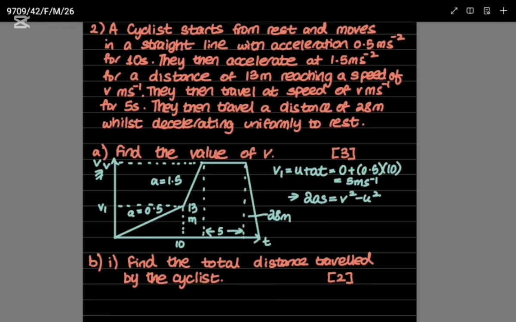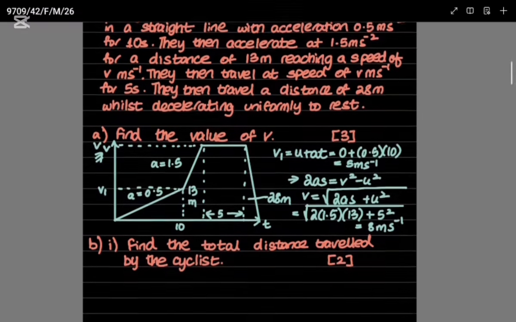Now what do we have to find? We have to find final velocity, which is the square root of 2as plus u squared. Now just plug in the values. 2 times 1.5 now, not 0.5, times the distance 13, plus the initial velocity v1, which is 5, squared. Now this gives you 8 meters per second.